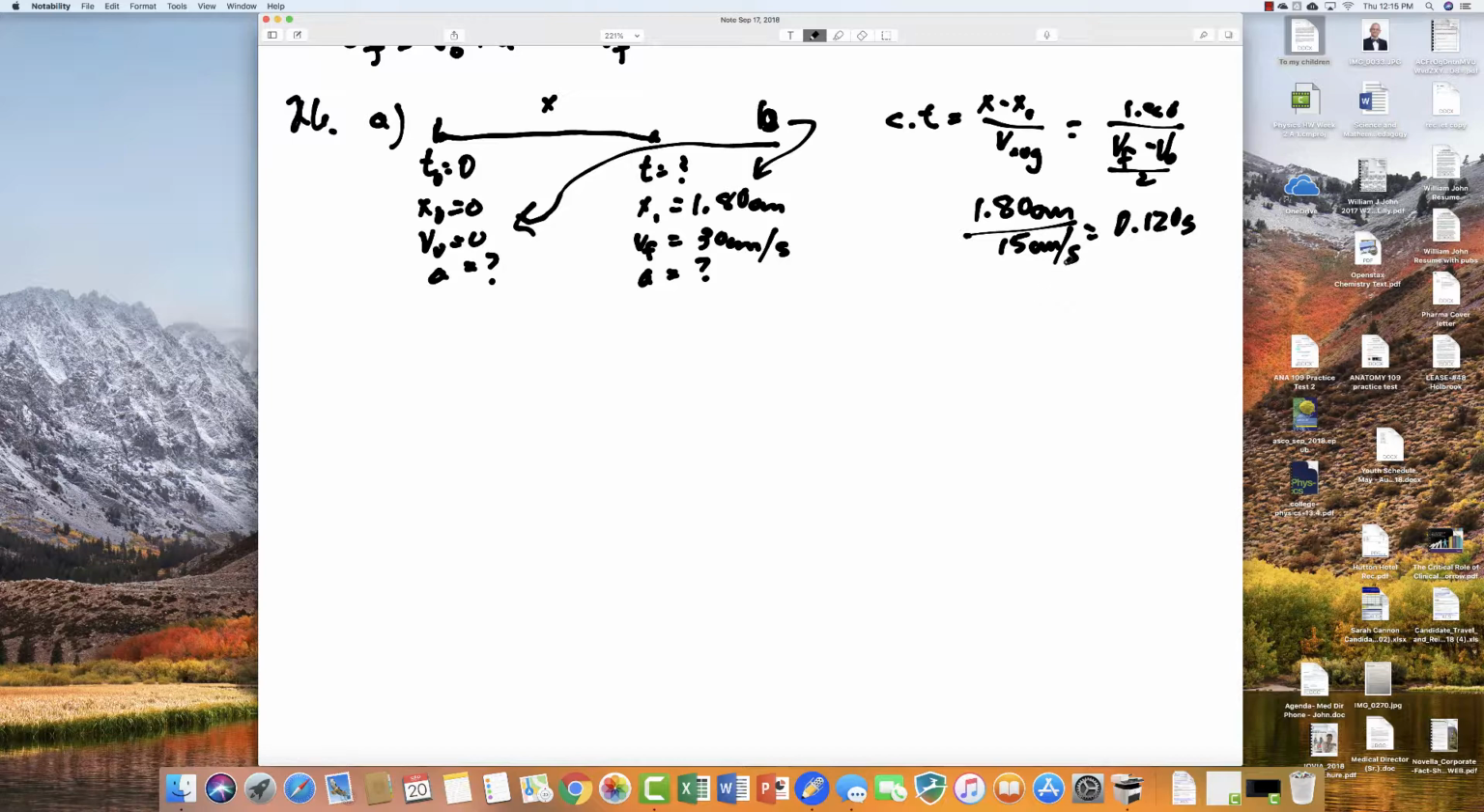And then D states, does the answer seem reasonable compared to the time for a heartbeat? Now, at first blush, you would say no, because it seems like if you took this as the entire cardiac cycle, you're talking about a heart rate of somewhere in the range of 500. But the real cardiac cycle, D, the real cardiac cycle is about a second.